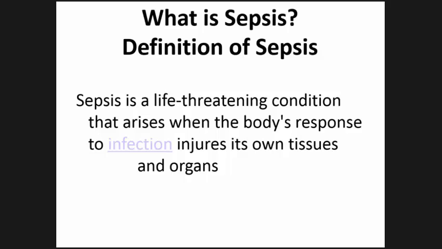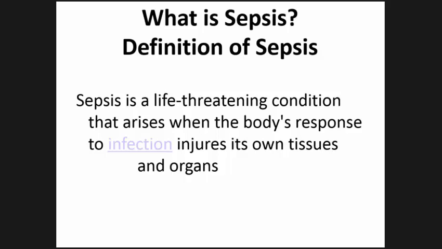What is sepsis? Let's give a definition. Sepsis is a life-threatening condition that arises when the body's response to infection injures its own tissues. Let me restate that again. Read it with me, if you would. It's a life-threatening condition that arises when the body's response to infection injures its own tissues and organs.